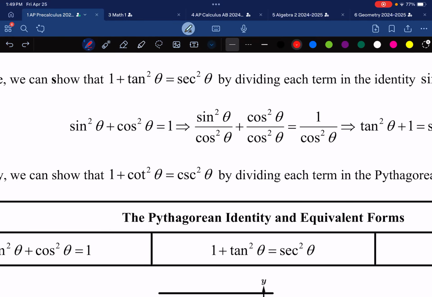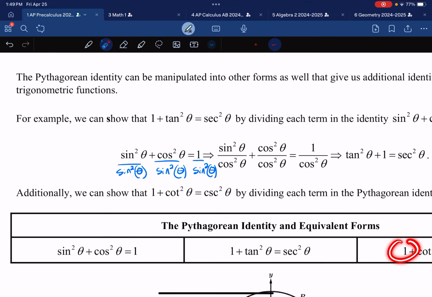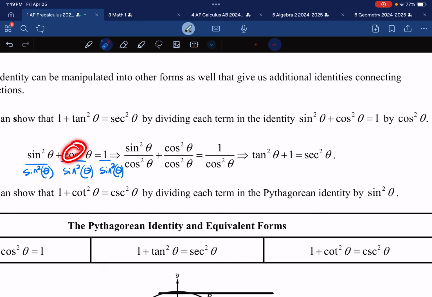Watch what happens. So if I divide all three of these by sine squared of theta, watch what happens. Again, now sine squared and sine squared are going to cancel out, leaving behind a 1, still a 1. And cosine squared over sine squared is really similar to sine squared over cosine squared, except it's the reciprocal.